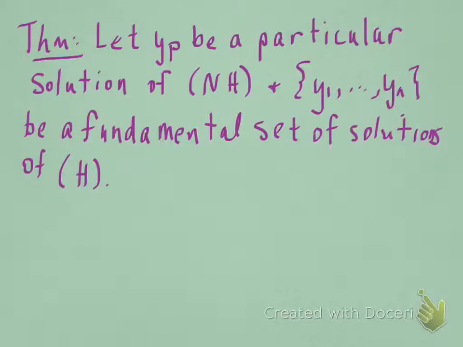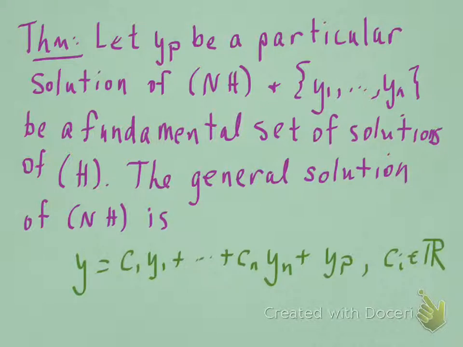So we are going to be interested in finding a general solution to the non-homogeneous differential equation. And our theorem is that I can do that if I am given a particular solution and a fundamental set of solutions of the homogeneous differential equation. So the claim is that the general solution of the non-homogeneous differential equation is given by this, which should look familiar now: y equals c1 y1 plus ... plus cn yn plus yp, where again the ci can be any real numbers.